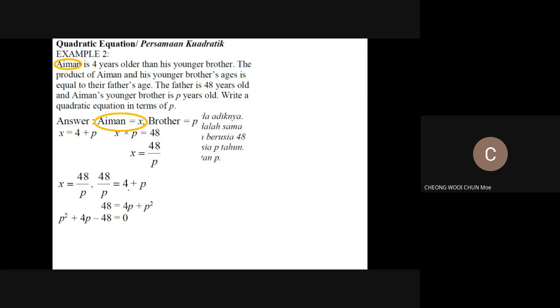So bring P over, it becomes P times 4, 4P, P times P, P squared. You must multiply everything. Then you must make sure the P squared is positive. So P squared plus 4P, 48 brought over, negative 48, equals 0. That's the final answer. Then example 3.